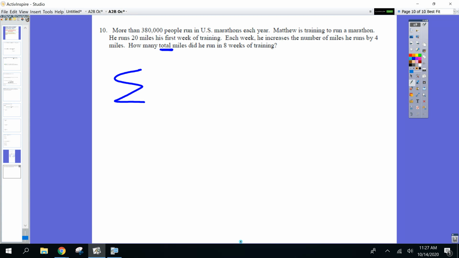Make sure you see the word total. I'm adding everything up. Now, I get it. Tomorrow, if I gave you this question, everyone could go, oh, I don't want to set up a sigma. 20, 24, 28, and you just get 8 weeks' worth and you add them up.